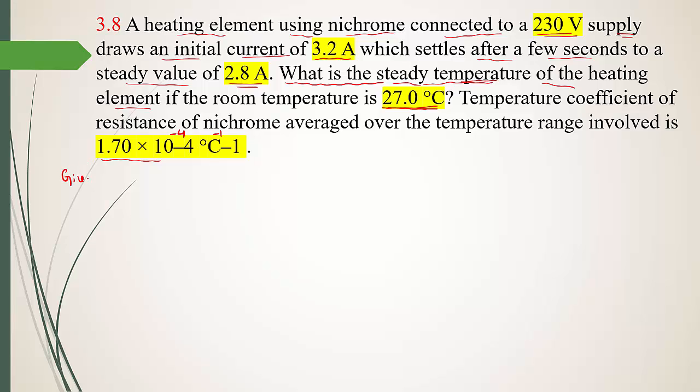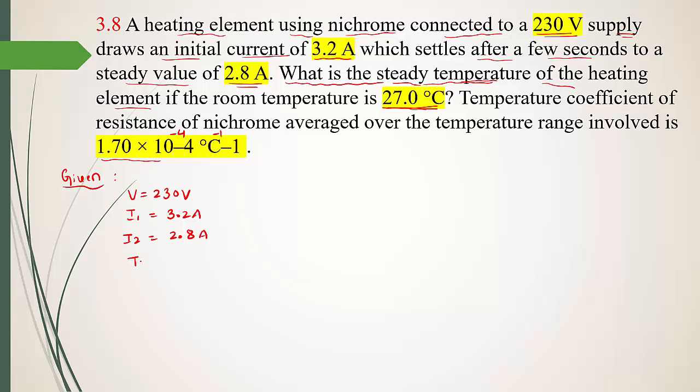I am going to write 230 volt. This is the potential difference, V equal to 230 volt. This is the battery supply. Initially we drew a current. Let us take it as I1, which is 3.2 ampere. Then it changes to I2, 2.8 ampere.